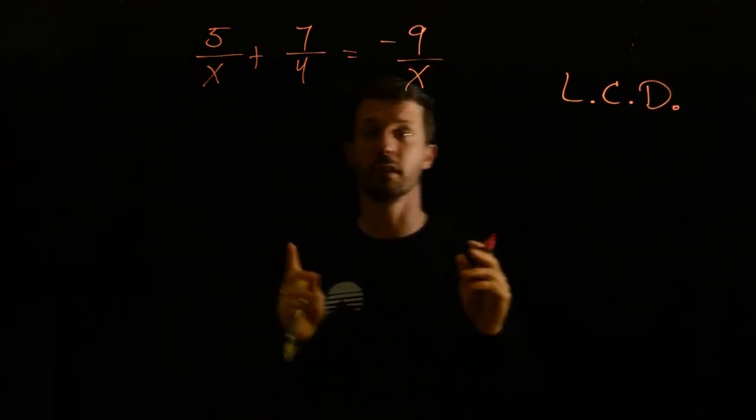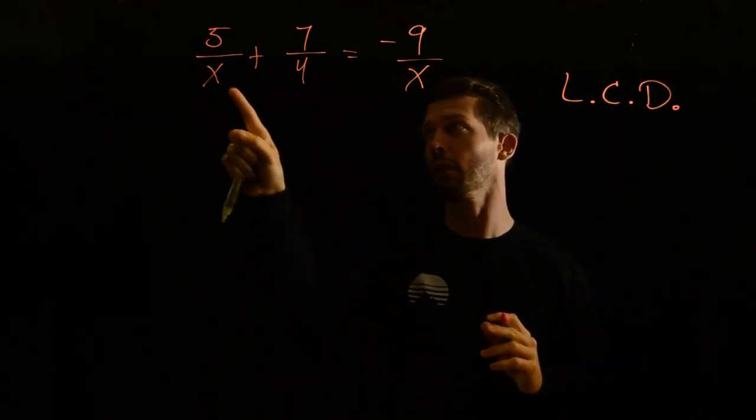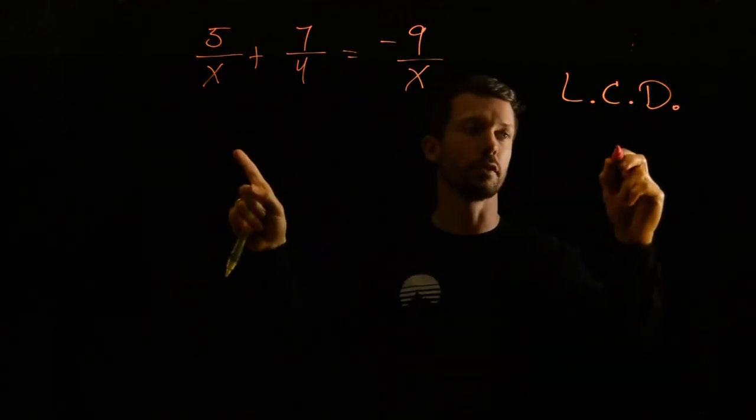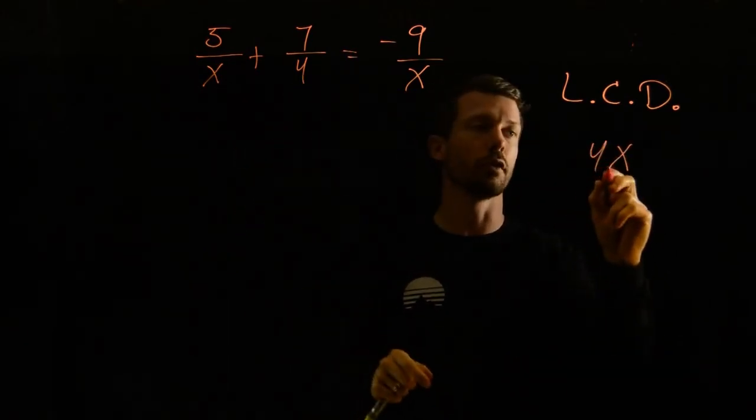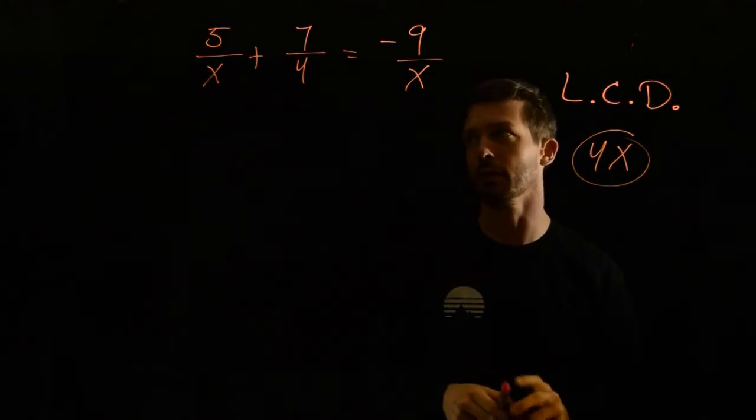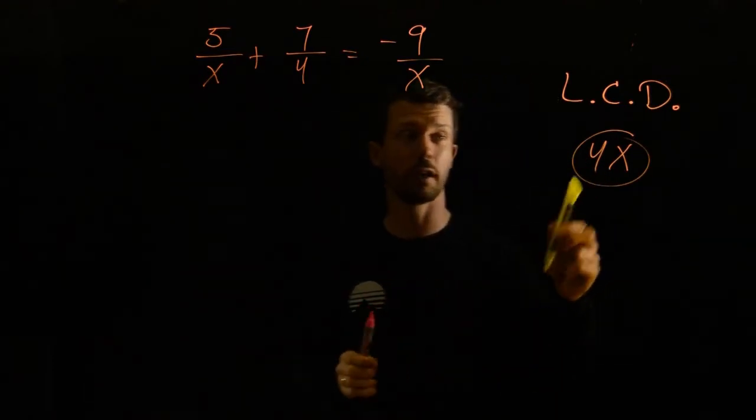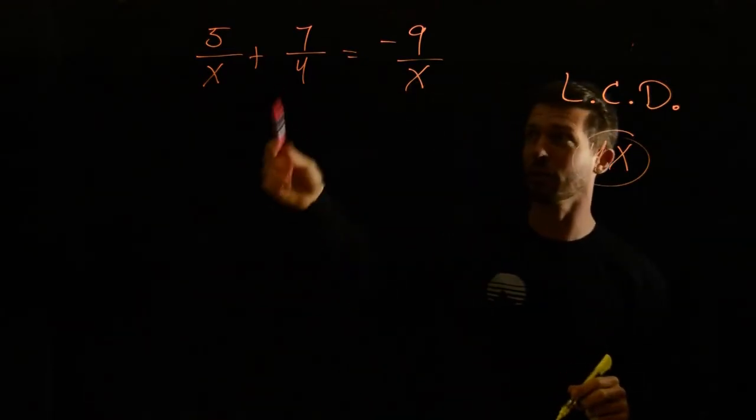Once we find that LCD, I'll show you what we'll do with the LCD. So I know x and x, so I'm definitely going to use that x, and we're going to use the 4. So 4x would be my LCD. Now what we're going to do with that LCD is I want to get rid of these fractions.